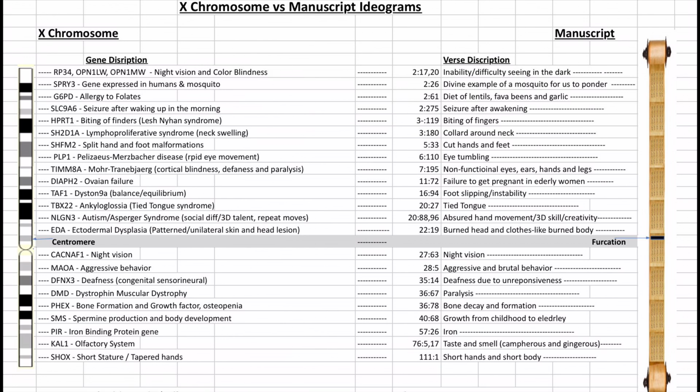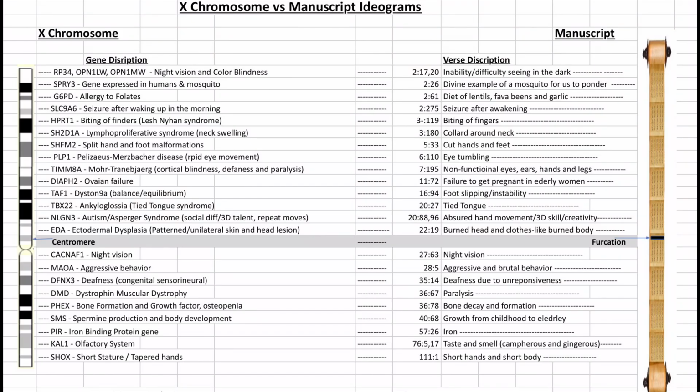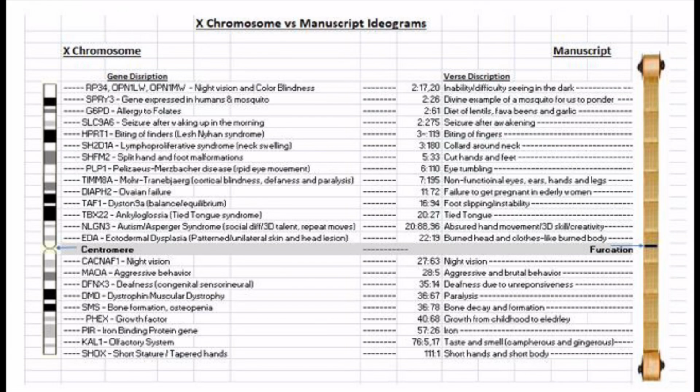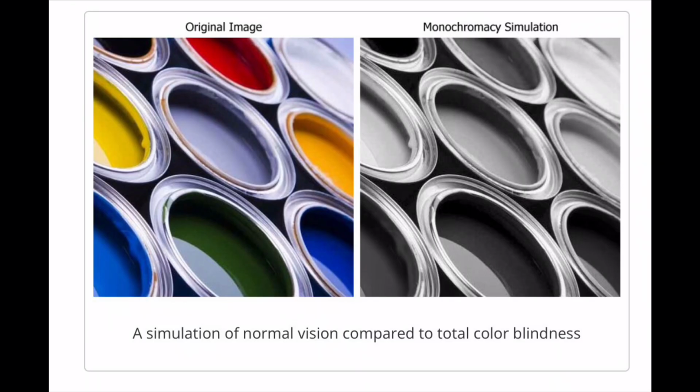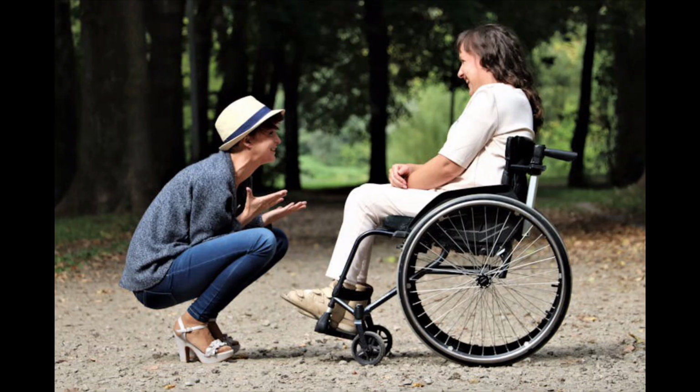This image presents a comparison between the X chromosome and manuscript ideograms, showcasing their connection through gene disruptions and corresponding verses in the manuscript. X chromosome. The image displays a visual representation of the X chromosome, highlighting specific genes and their associated disruptions. The gene disruptions are listed in accordance with their sequence and locations on the X chromosome, along with a brief description of the condition they cause. The list encompasses diverse conditions, including color blindness, seizures, vision, and development disorders.